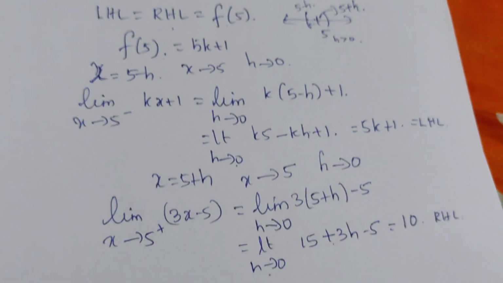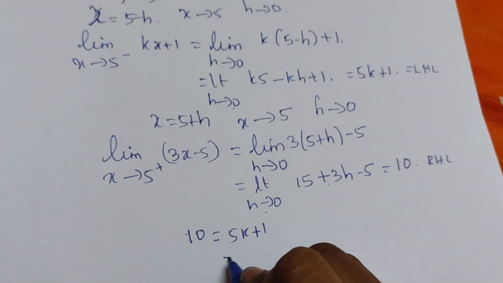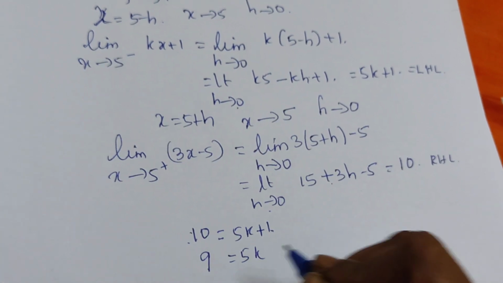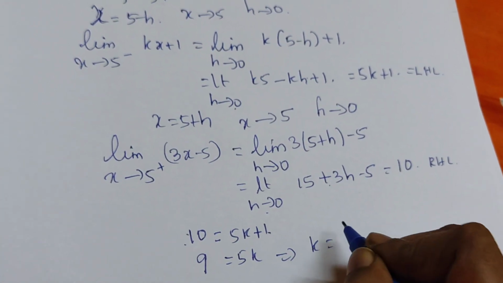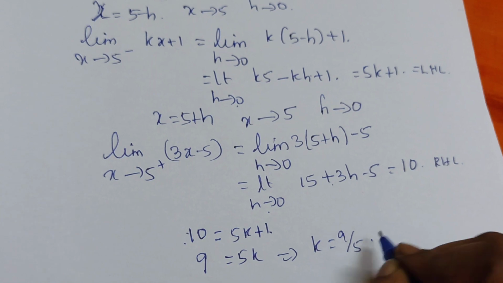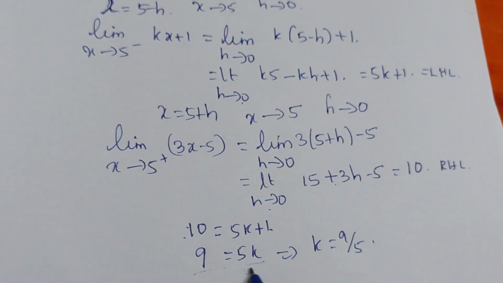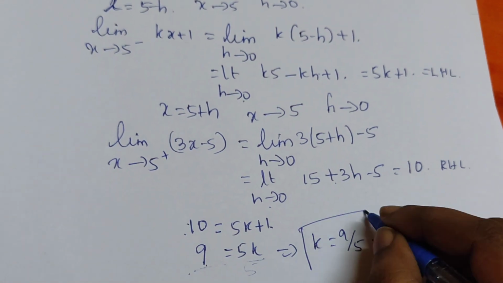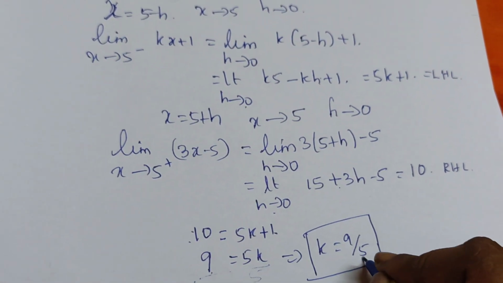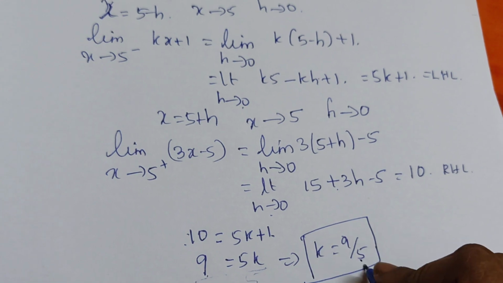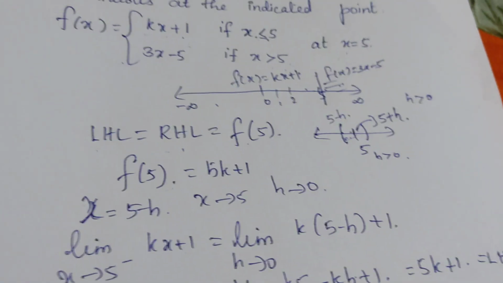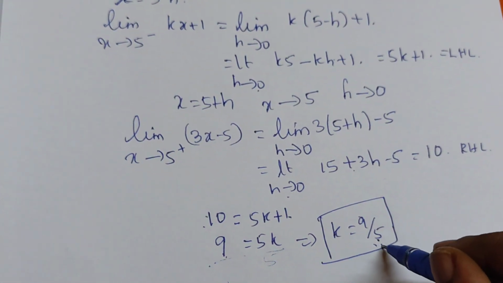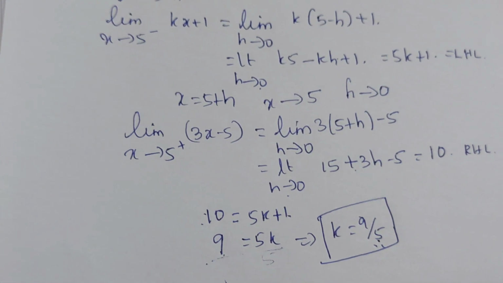The functional value is 5k plus 1. Now, after transposing, we will get 9 equals 5k. Then we divide the expression by 5, so we will get 9 by 5 as k. So the k value should be 9 by 5. When the value of k is 9 by 5, the function will be continuous.